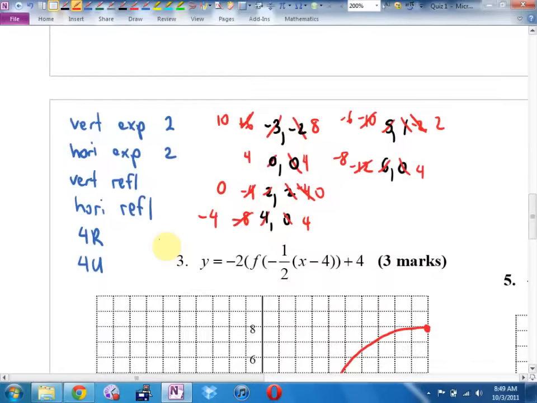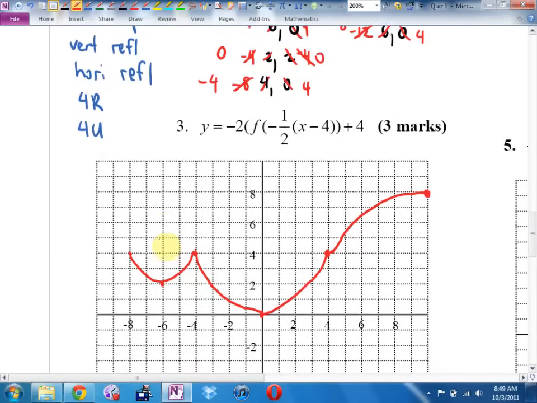Three marks. There were 6 transformations. I would give a half mark for each transformation, but I would take off a half mark for each point that was incorrect. How many got that one? I'm curious. Ooh, I'm impressed.